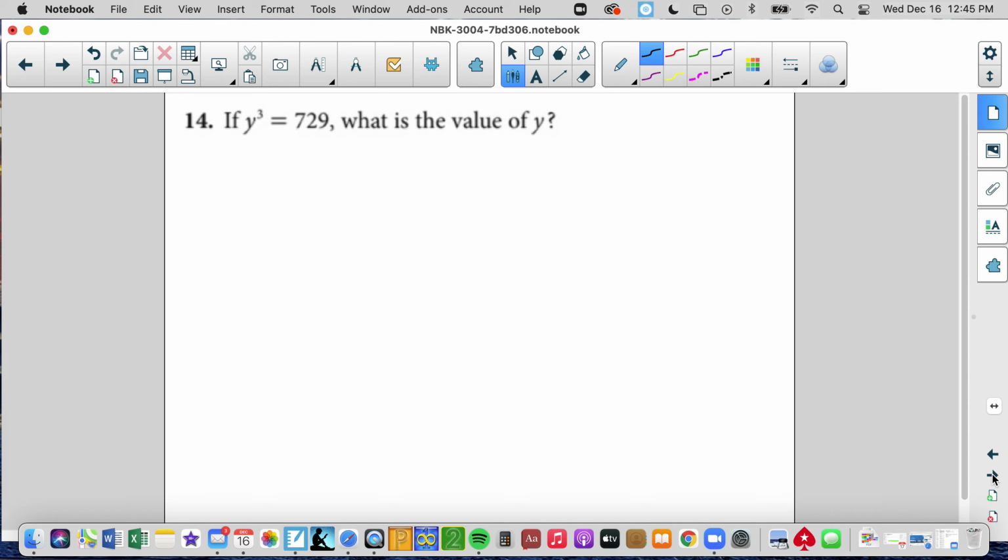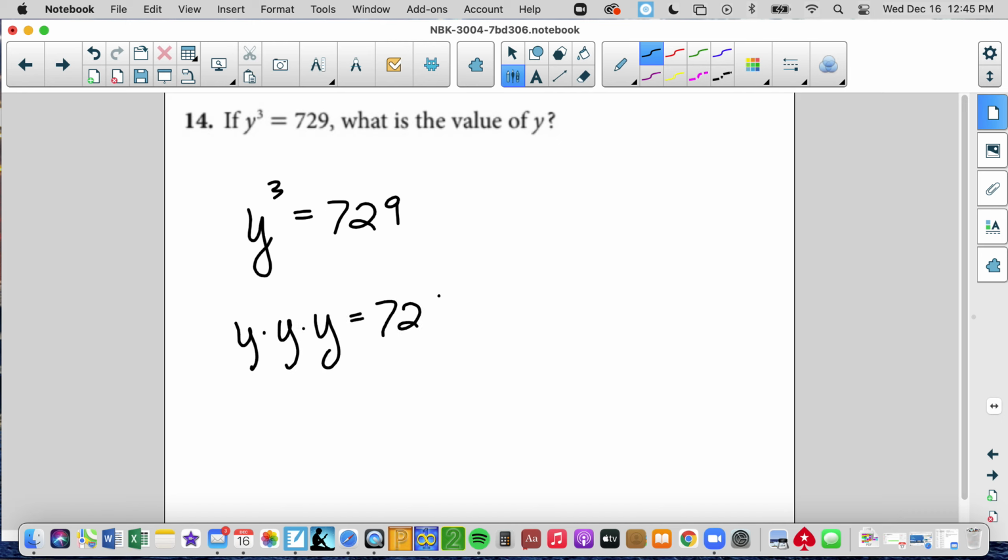If y to the 3rd equals 729, what is the value of y? So what number cubed equals 729? What number times itself 3 times equals 729? One of the other ways that you could figure that out is through logs, but you'll have to wait until high school. Maybe I think you're at Harvard-Westlake. Harvard-Westlake might actually go into logs a little bit easier.